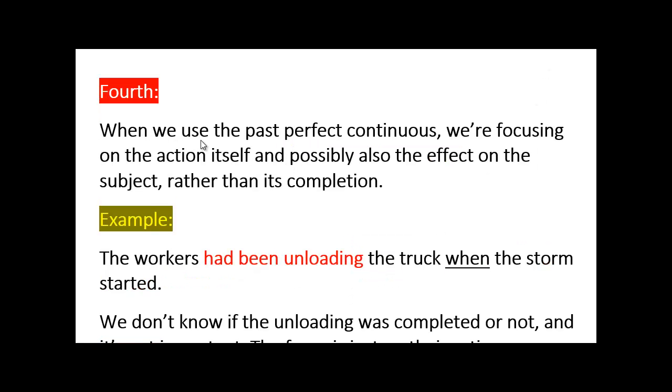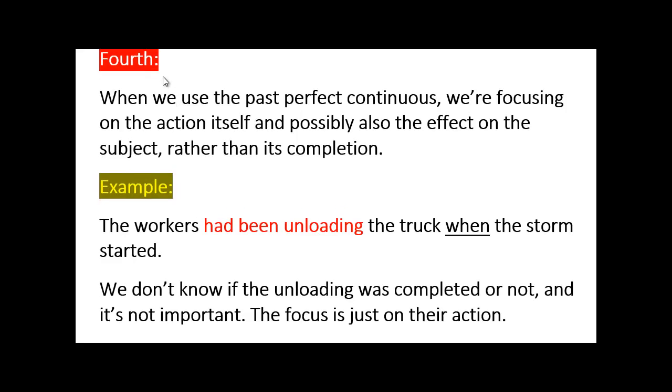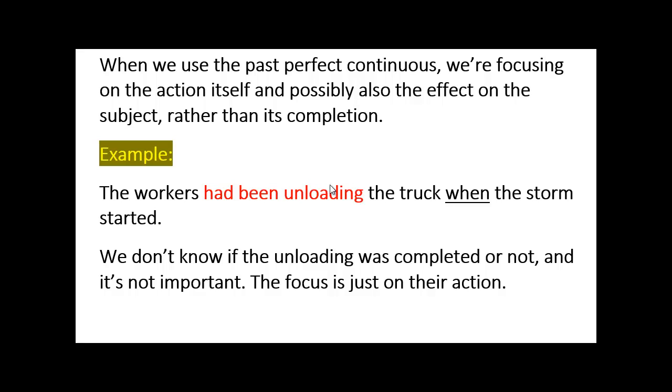Another example, the fourth different example. When we use the past perfect continuous, we focus on the action and its effect on the subject, not on the completion of the action. So, the workers had been unloading the truck when the storm started. We're interested in the workers. We're not interested in when the unloading of the truck happened. Okay, that's something else to remember.